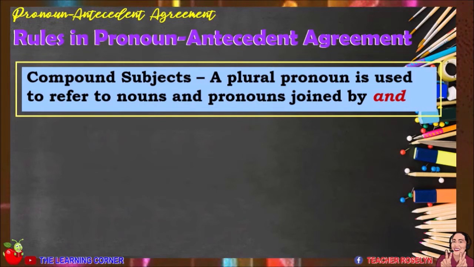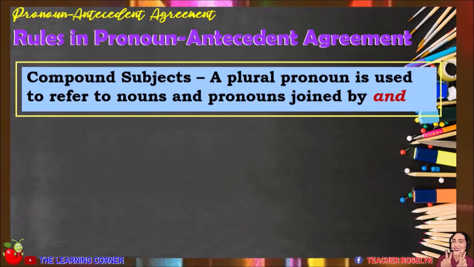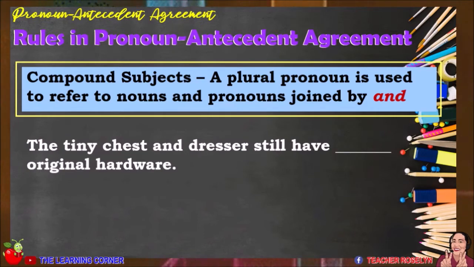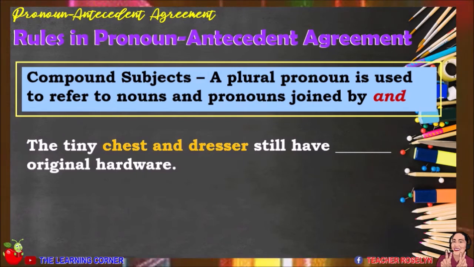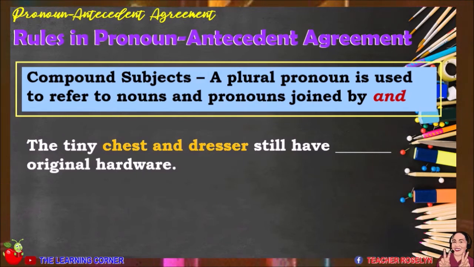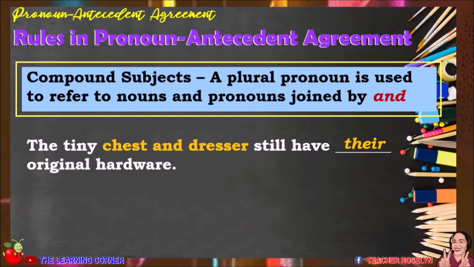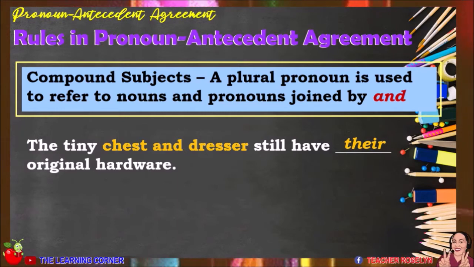A plural pronoun is used to refer to nouns and pronouns joined by and. This is called compound subjects. For example, the subject in this sentence is chest and dresser. Since it is plural, we will use the pronoun their. The tiny chest and dresser still have their original hardware.